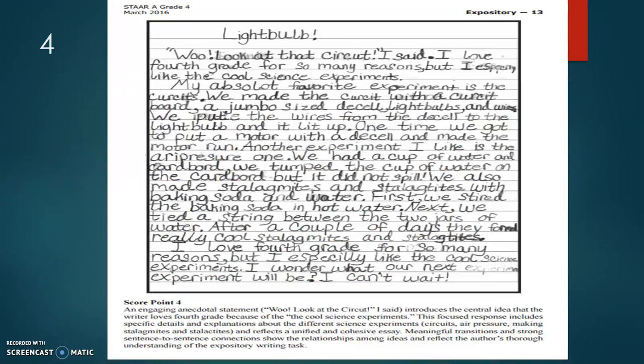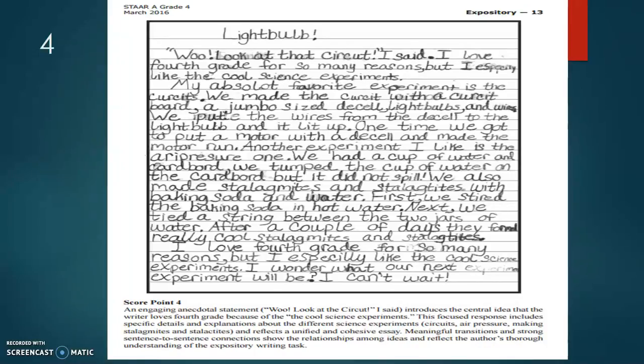All right, let's look at one example. "Light bulb. Woo! Look at that circuit, I said. I love fourth grade for so many reasons, but I especially like the cool science experiments." So straight away in the first paragraph, the writer tells the central idea: the one reason why they like fourth grade is because of the school science experiments. So as a reader, I'm expecting to read only about science experiments.